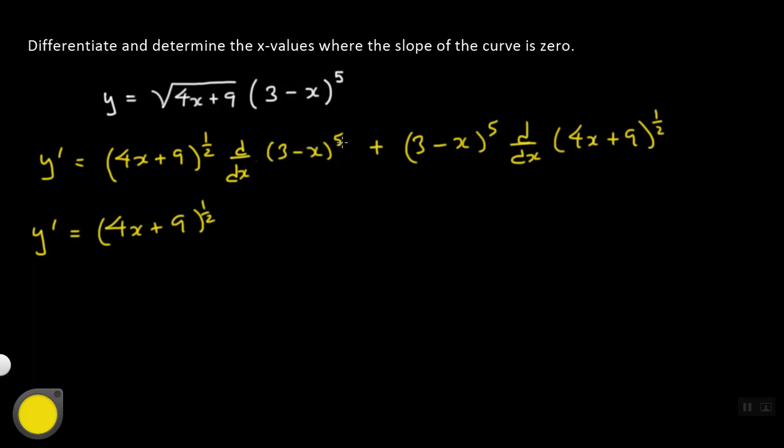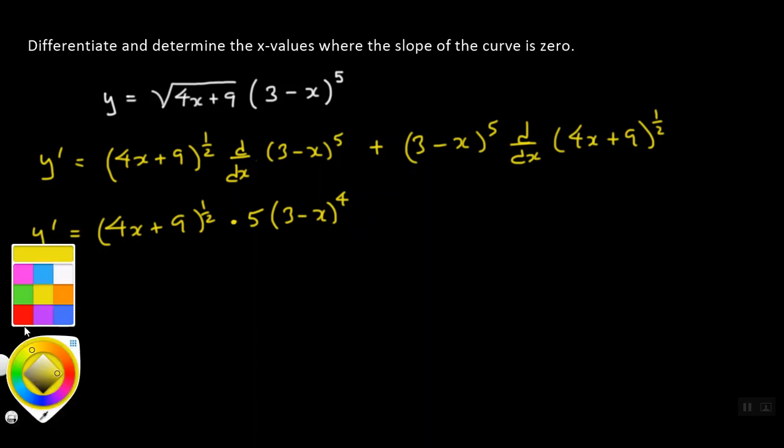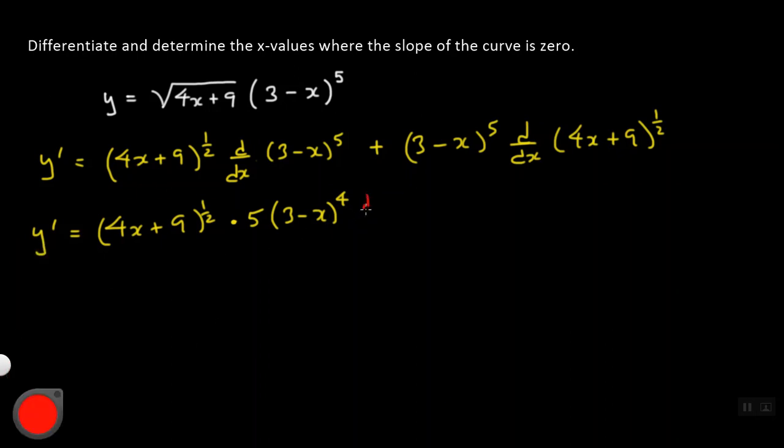And now 5 comes down front. We have to differentiate the power function first, the outer function. So maybe we'll stick a multiplication in here. We'll go 5, and then that trapped function remains. And this is to the power of 4 now. And then maybe in a different color, don't forget, a lot of people forget this one. Don't forget to differentiate 3 minus x. Of course, that produces a negative.